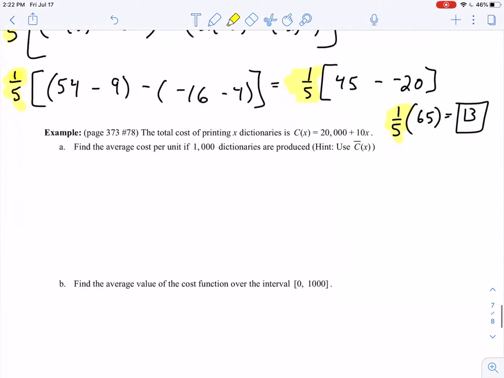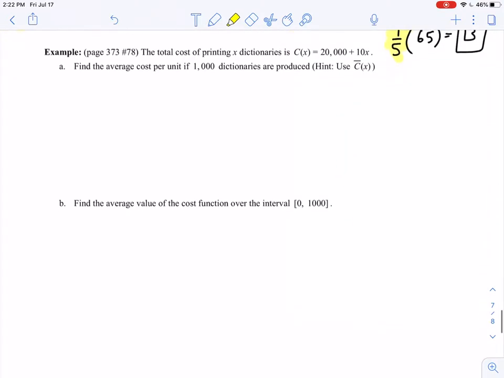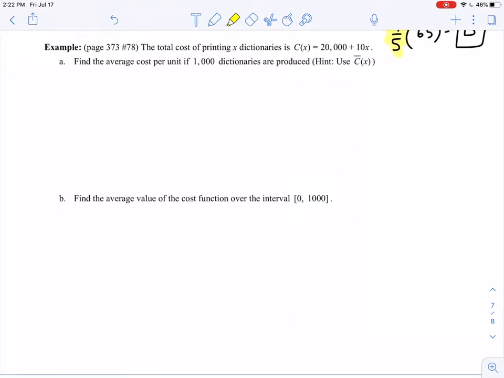Last thing, I just want to draw a distinction between average cost and average value. So here we have an example. It says the total cost of producing x dictionaries is given by C of x equals 20,000 plus 10x. Part A says find the average cost if 1,000 dictionaries are produced, and here we're given the hint, use C bar of x.